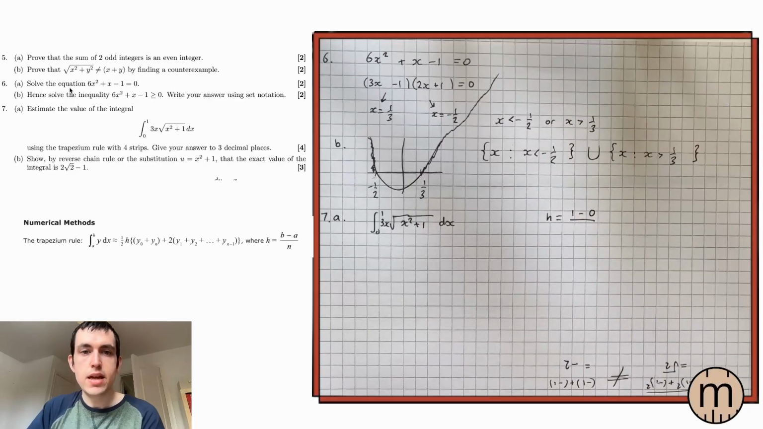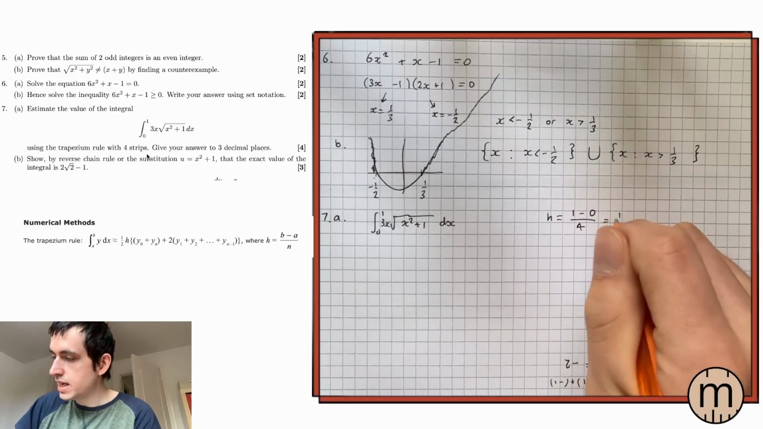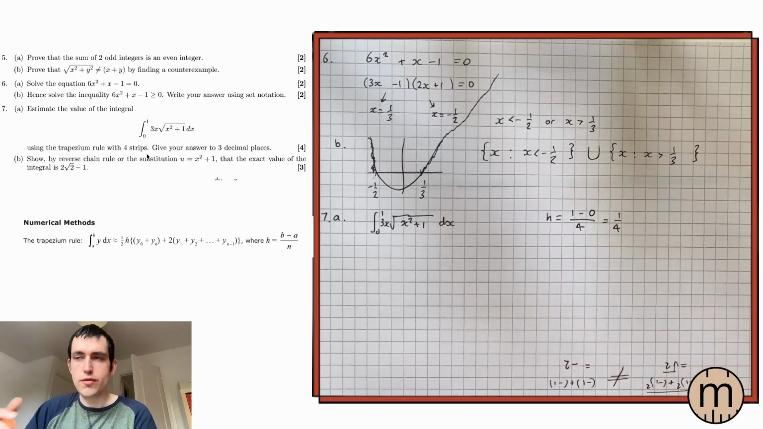Doesn't say what n is. If we use the question, you might be able to work out that n actually represents the number of strips. So in this case, h is equal to a quarter. The formula doesn't even say what h is though. What h represents is the width of each of the trapezia that we're finding the areas of.